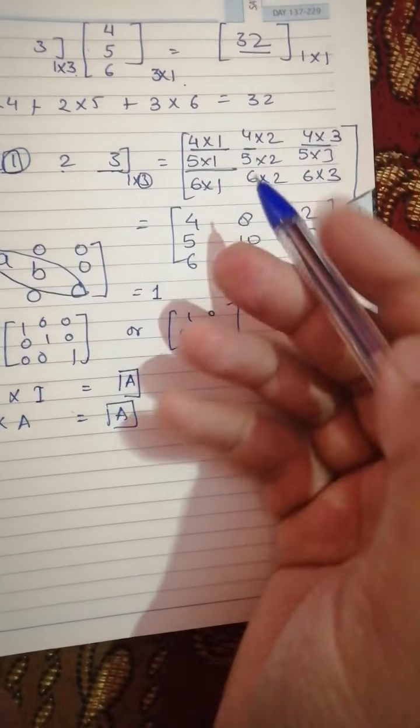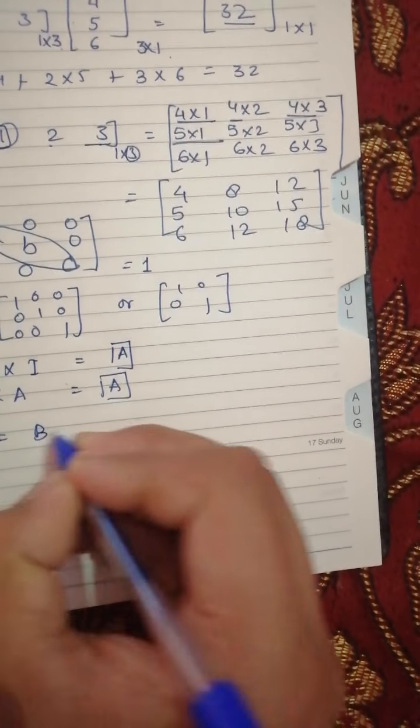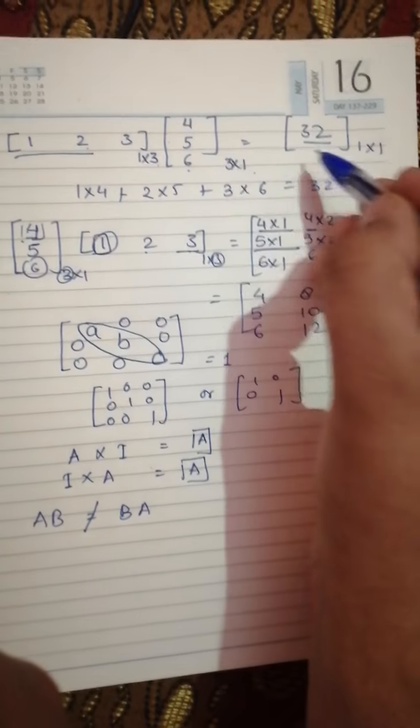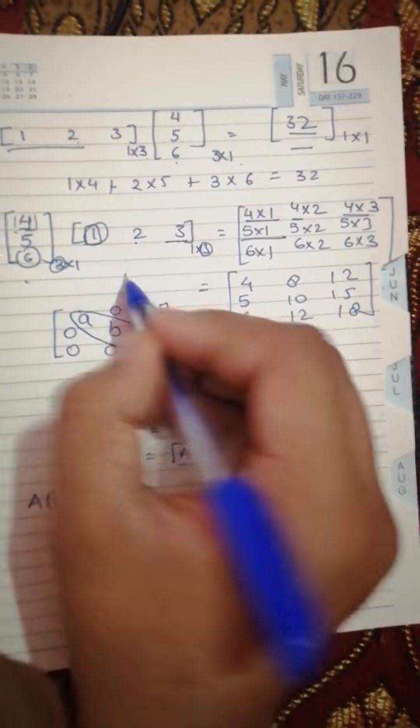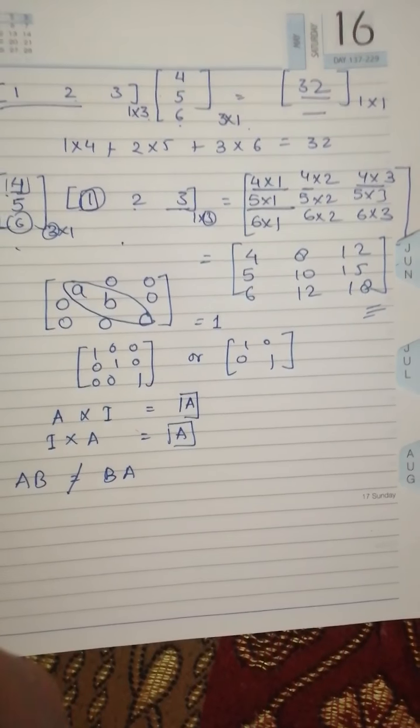We know multiplication is not commutative for matrices. AB is not equal to BA. We have already seen it. We have seen A into B was 32, but B into A was a 3 cross 3 matrix. So matrix multiplication is not commutative.